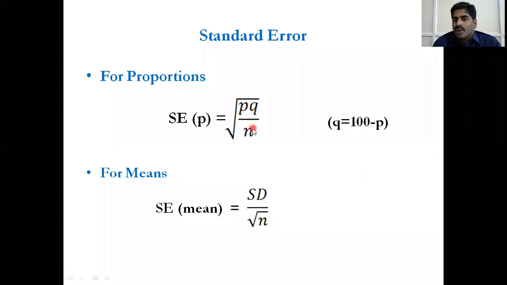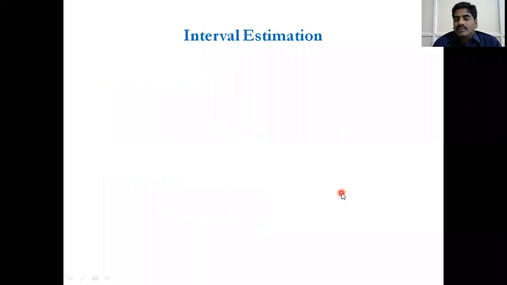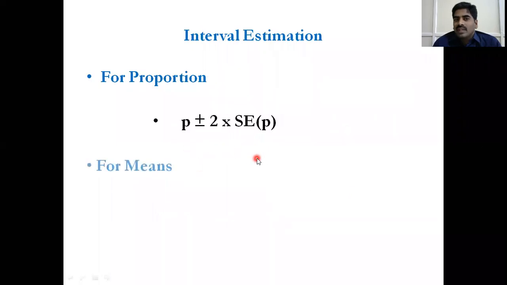Square root of PQ by N, where Q is equal to 100 minus P. This is the formula for standard error of proportion, and this is the formula for standard error of mean: SD by square root of N. SD means the standard deviation and N is the sample size. So these are the formulas for interval estimation. If data is qualitative, this is the formula. If data is quantitative, this is the formula.